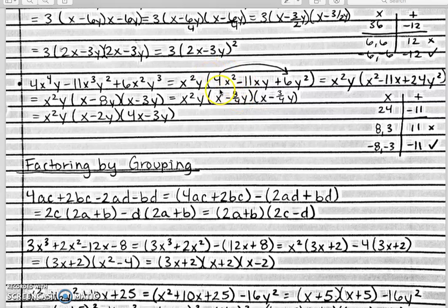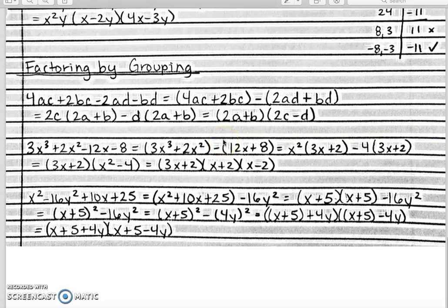I go ahead and unrainbow this 4, so I have to divide it out of both of these terms. So I get x minus 8/4 y and x minus 3/4 y. I reduce the fraction, so this becomes a 2. And then this can't reduce, so I kick the 4 over with the x. And I'm left with what I pulled out at the beginning, so the x squared y, times my factors, x minus 2y, 4x minus 3y.